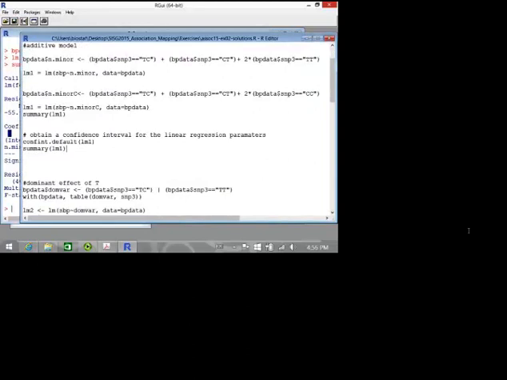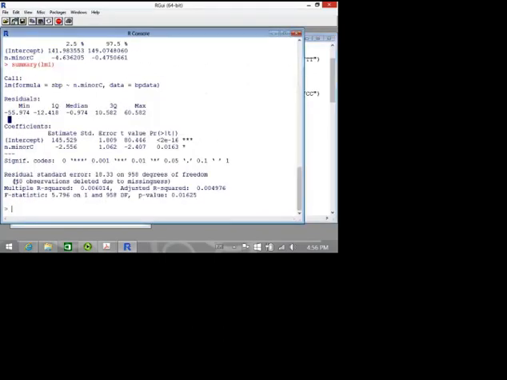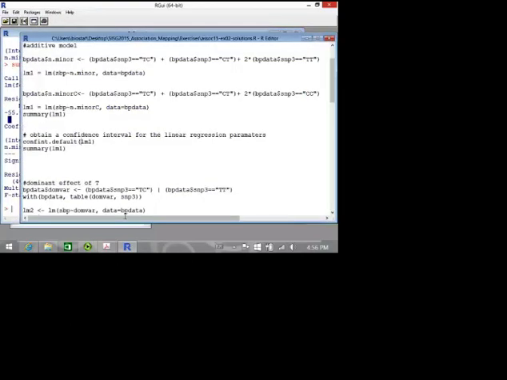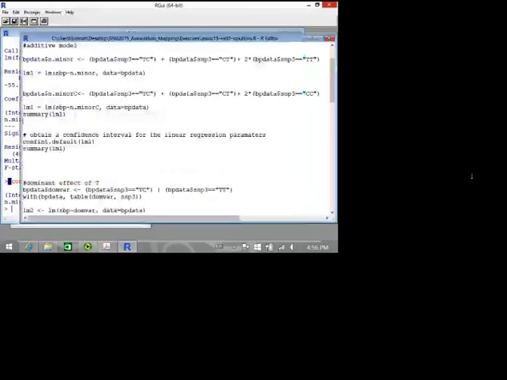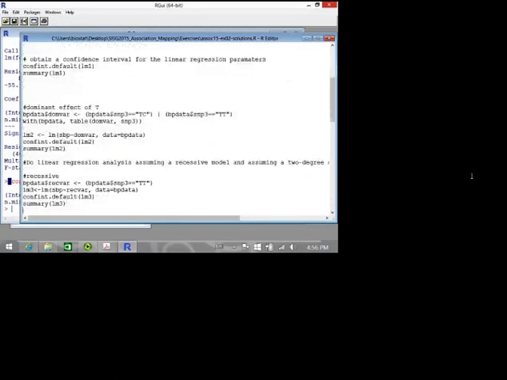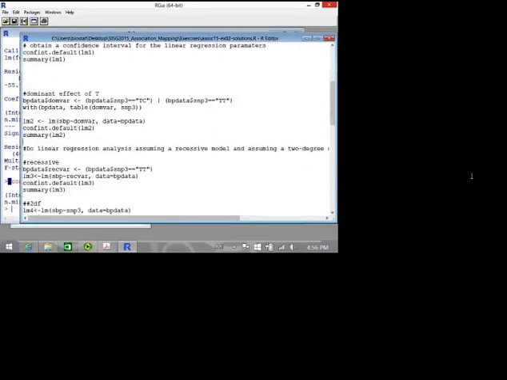Okay. So obtain a confidence interval for your model. This confint default will give you a confidence interval. And if you wanted to get the confidence interval of your values, then, sorry, let me do it real quick. And here it is. So this is the confidence interval of your intercept coefficient and the coefficient for SNP3 allele T.